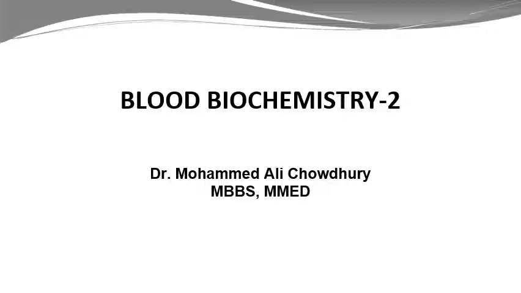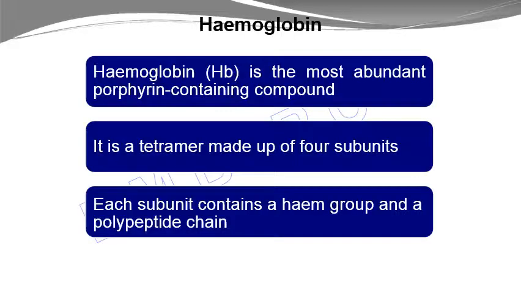So let's begin. Now, we have learned from the previous lecture that hemoglobin is the most abundant porphyrin containing compound. If you remember, we learned about porphyrin in the last class. So basically, hemoglobin is the most abundant porphyrin containing compound, and it's made up of 4 subunits, which give it a tetramer structure. 4 subunits combine to form the structure of hemoglobin, and each of these subunits will have the heme group that we have discussed previously, and will also have a polypeptide chain.